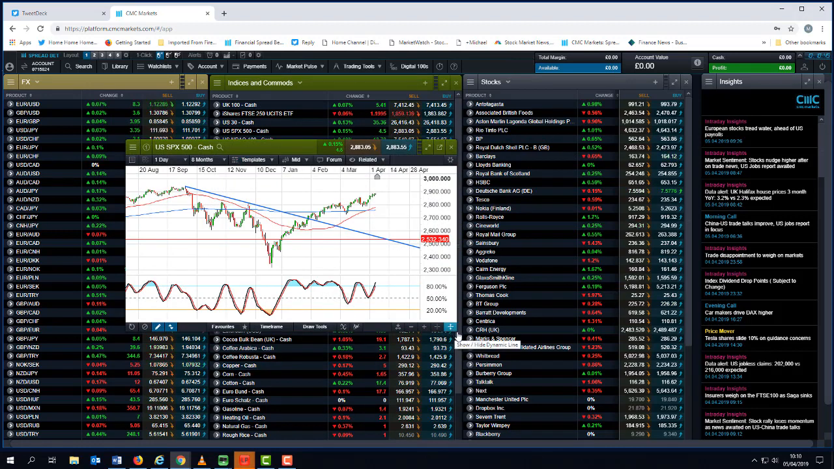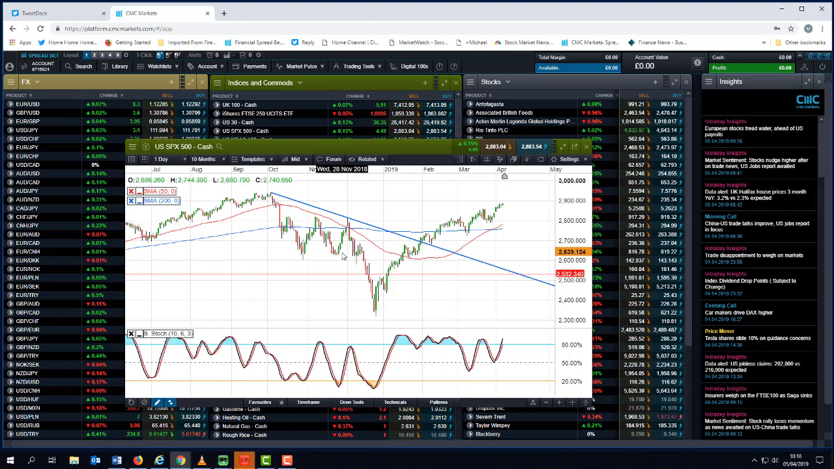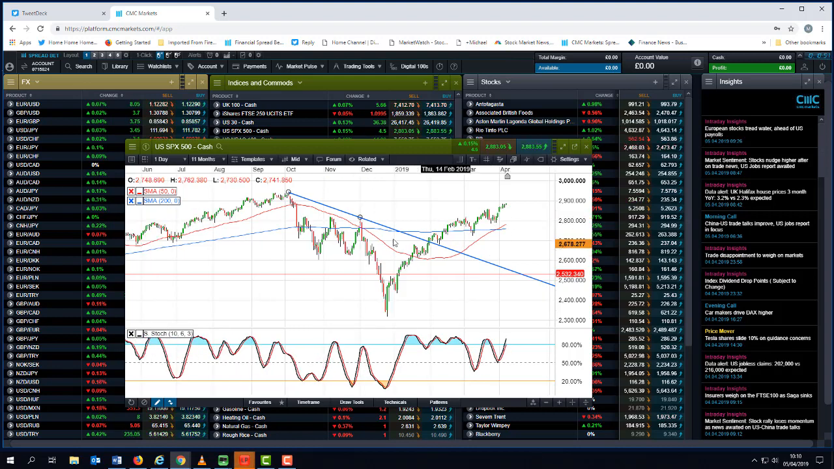The data is looking positive. We've got a golden cross where the 50-day has crossed above the 200-day moving average. Is there a possibility that we could retest the 2900 level and the previous all-time highs in October? I certainly wouldn't rule it out. We've got the latest Fed minutes also due out on the 10th.